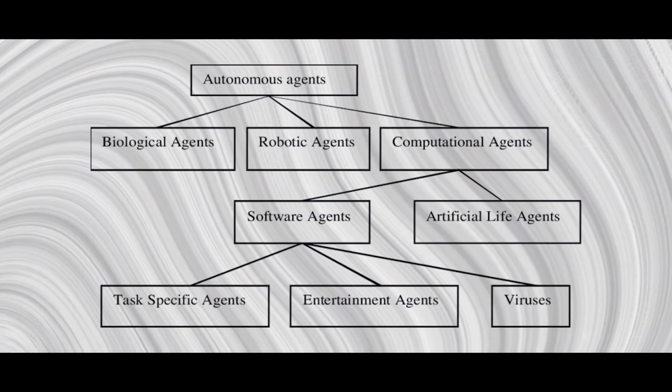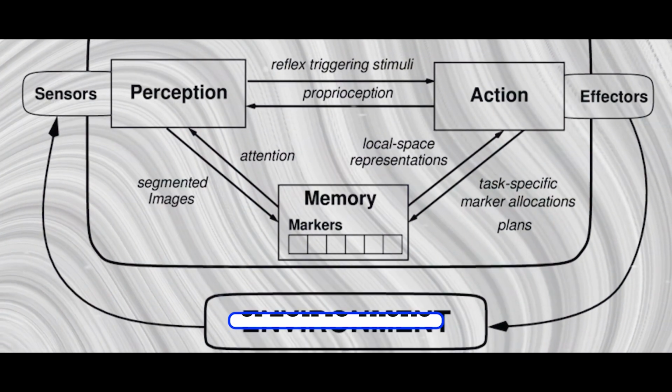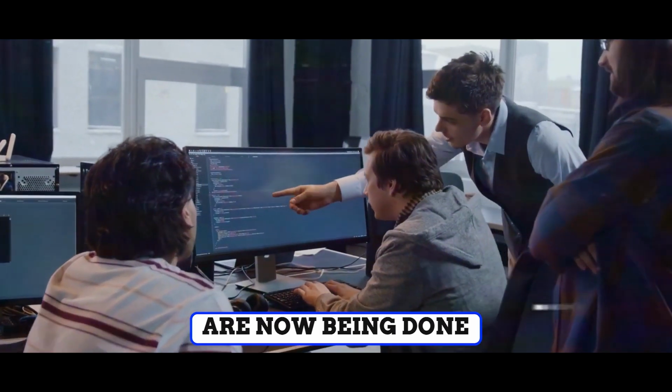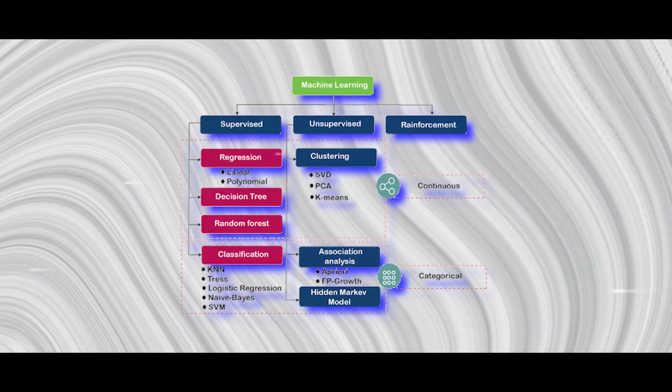Autonomous agents are programs designed to perform specific tasks without the intervention of humans. Experiments with various sorts of autonomous agents with a wide range of uses are now being done. They make decisions and occasionally improve themselves using machine learning and algorithms.